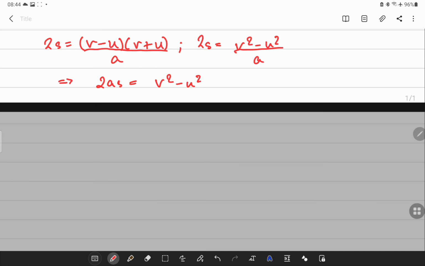So these were the three equations of motion and their graphical representation, along with a general idea of graphs.